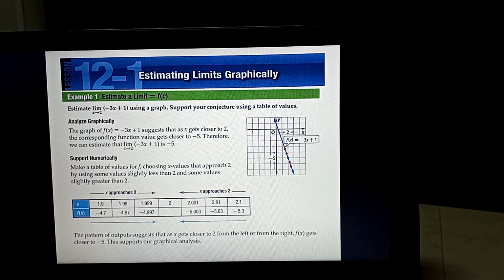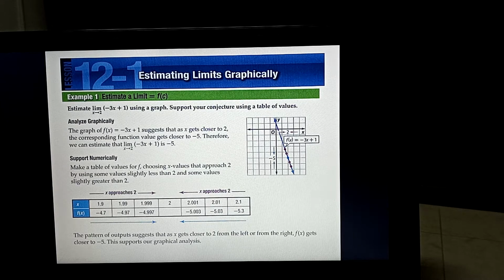Here we have the line that passes through the point positive 1. The slope is negative 3, so it is decreasing from the left to the right. It is decreasing. Now, when the value of x approaches 2, what is the value of y?